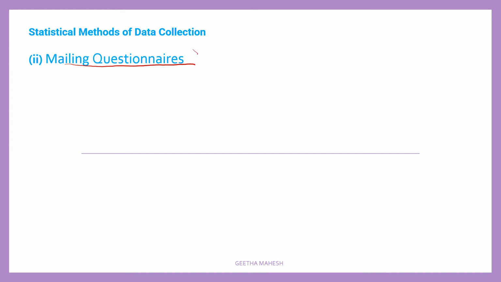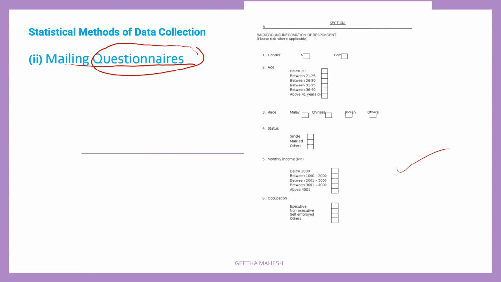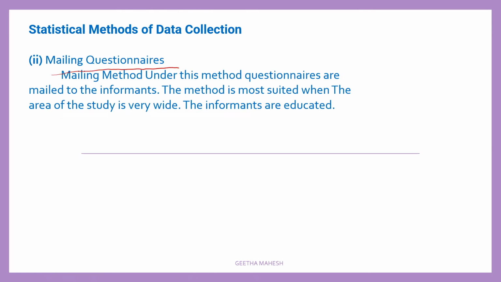Dear students, second one is mailing questionnaire. What do you mean by questionnaire? It is a list of questions printed on a paper, called a questionnaire. Dear students, in mailing questionnaire, the list of questions will be mailed to the respondent or informant, requesting him to fill and send it back in a given period of time. This method is most suitable when the area of study is very large. And this method we can adopt when the respondents are educated. Now let us discuss advantages of mailing questionnaire.